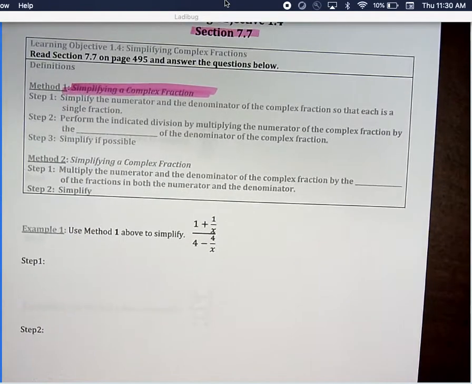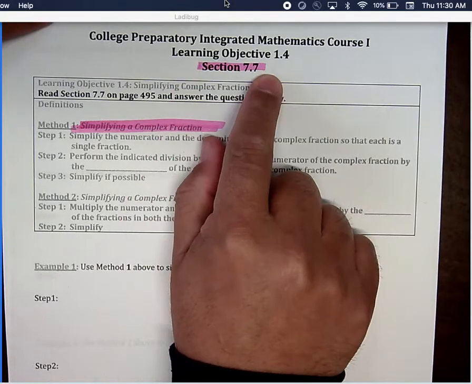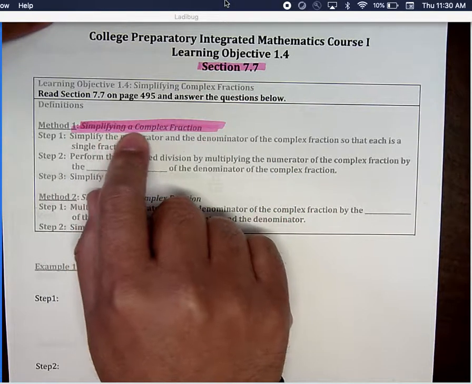Today I'm gonna keep it short. So today's section 7.7 and it's simplifying complex fractions.